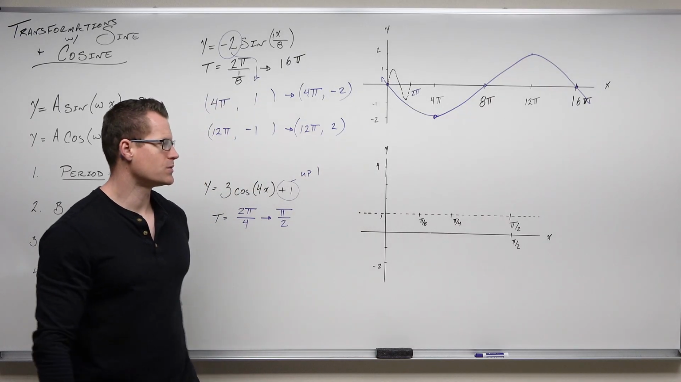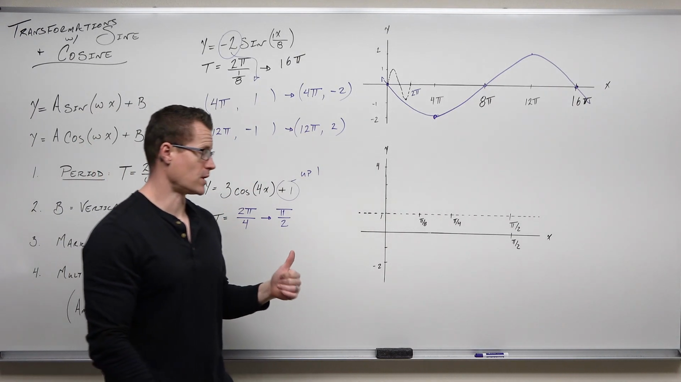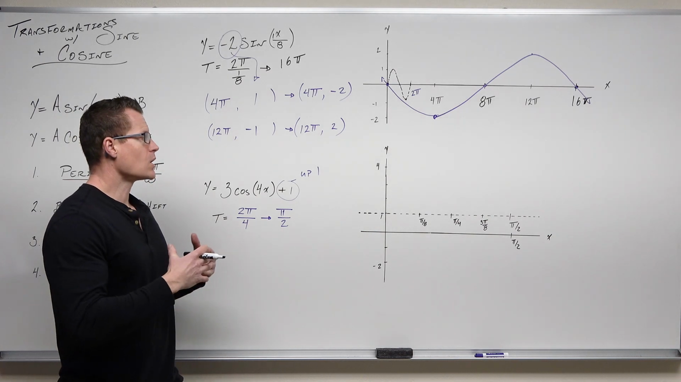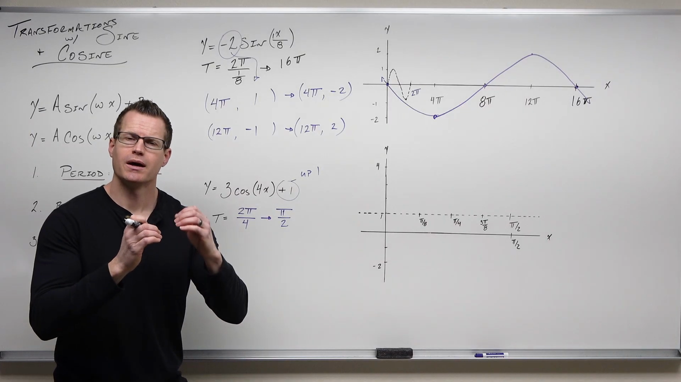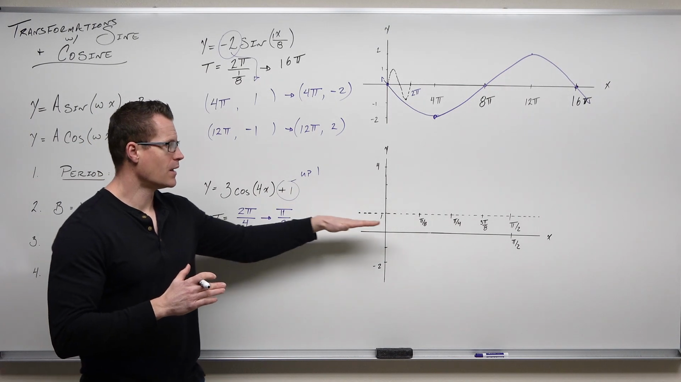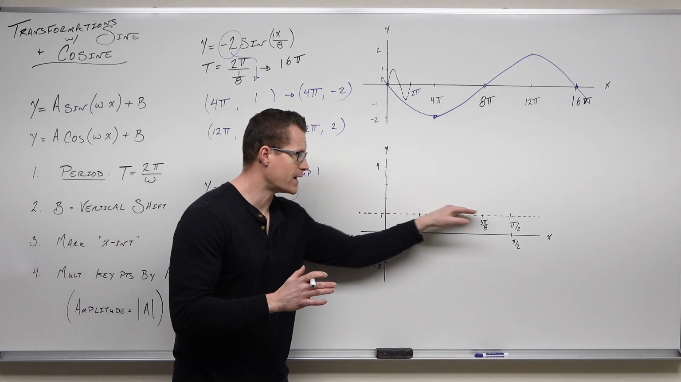If I add those two things together, pi over 8 plus 2 pi over 8, that's 3 pi over 8. Now this is key. When we talk about cosine having x-intercepts at the quarters, keep in mind what we're doing. Because we shifted this up 1, this is why we draw this dotted line.